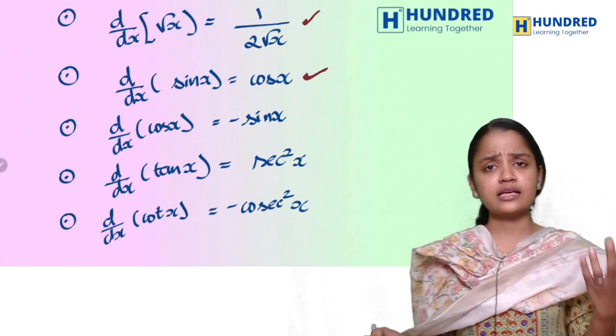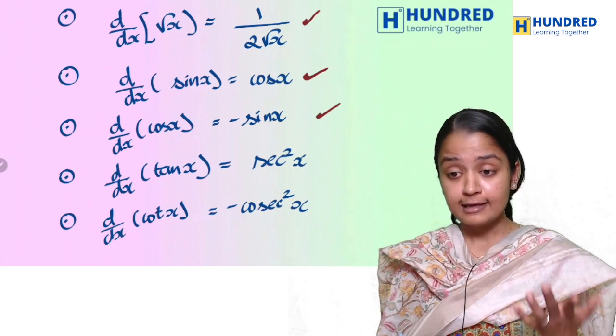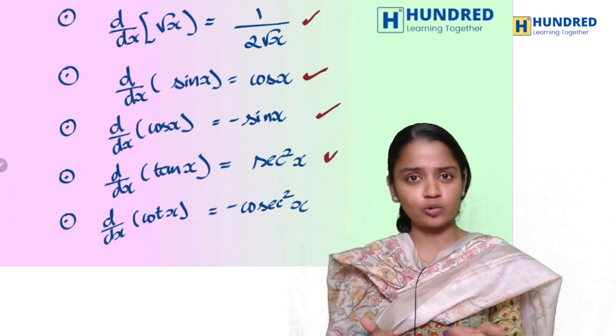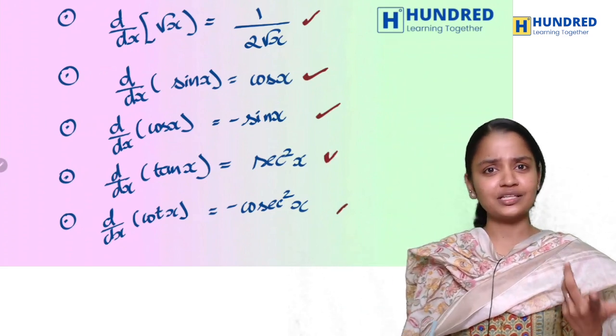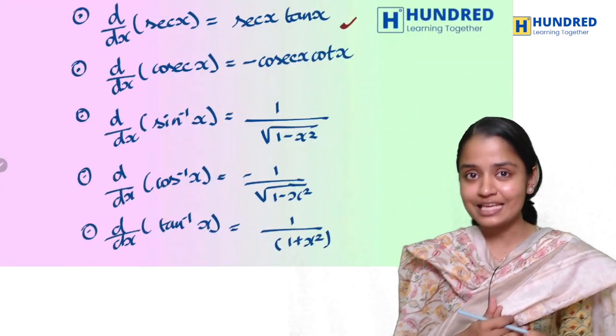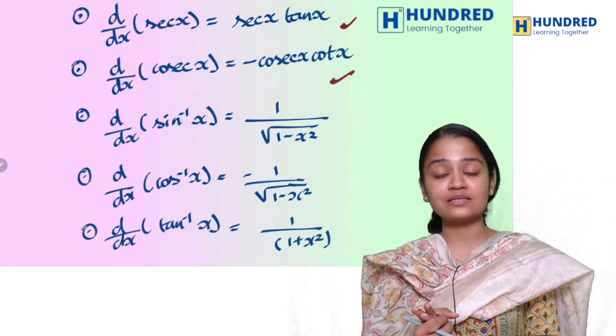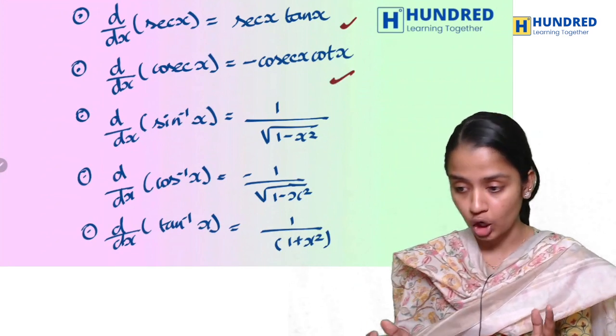And sin x, if you differentiate it, is cos x. Cos x, if you differentiate it, is minus sin x. Tan x, if you differentiate it, is secant square x. Cot x, if you differentiate it, is minus cosecant square x. Same way, when you differentiate secant x, it is secant x tan x. Same way, if you differentiate cosecant x, what will it come? It is minus cosecant x cot x.